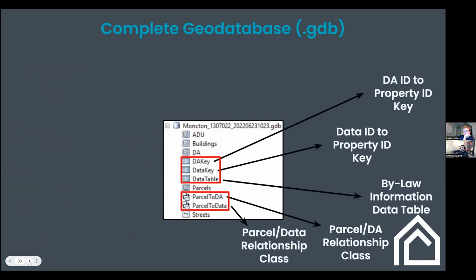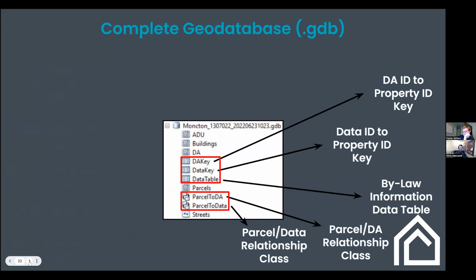And then we have our table data. We have our supplemental information that gives more context to our spatial data, linked through relationship classes and data tables. So our DA key was a table that linked our property IDs to the corresponding DA. Our data key was one that linked our data IDs, which would be in the data table, to our property IDs. We've got our parcel to DA and parcel to data relationship classes.